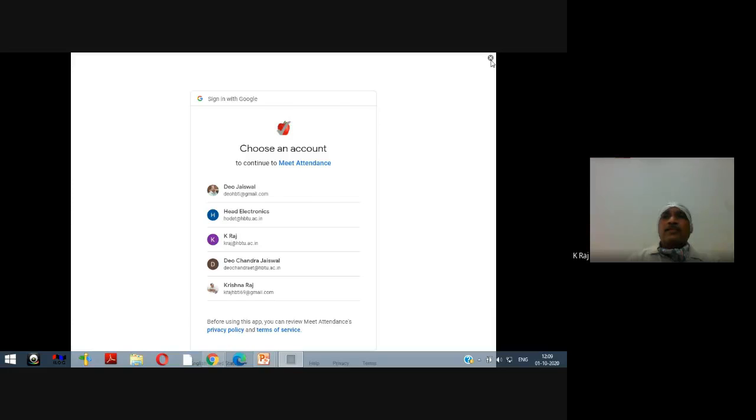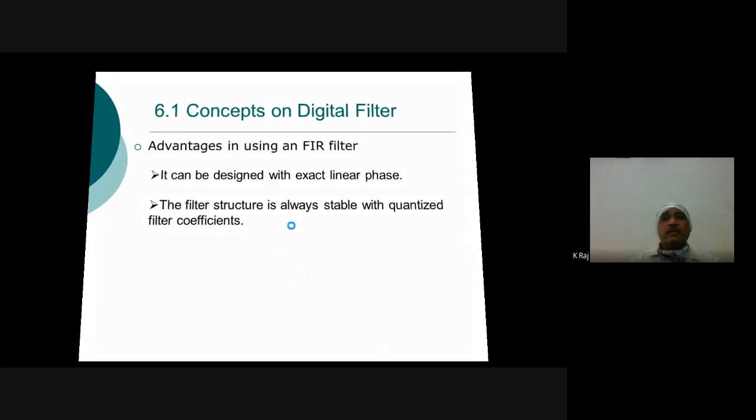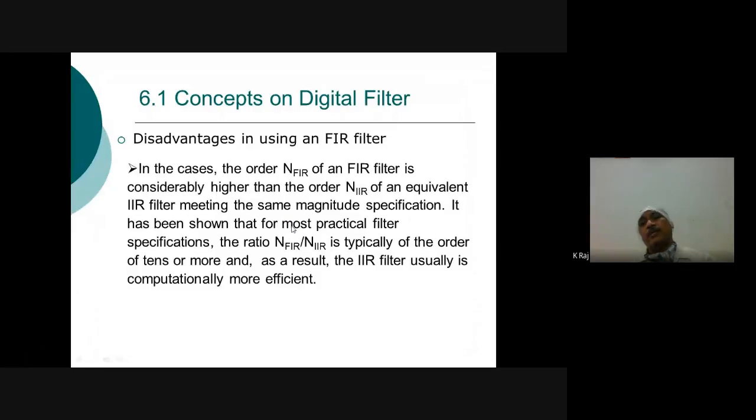Now we will describe some advantages of the FIR filter. Since in the FIR filter there is no feedback, the filter will always be stable and it can be designed with exact linear phase. So these are the advantages associated with the FIR filter, but there are some disadvantages also.